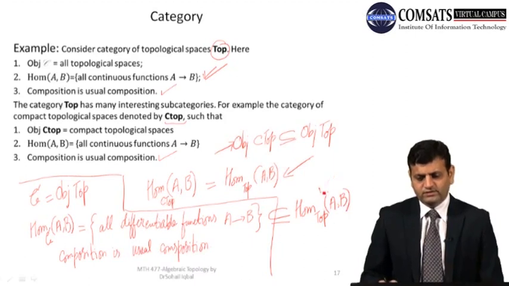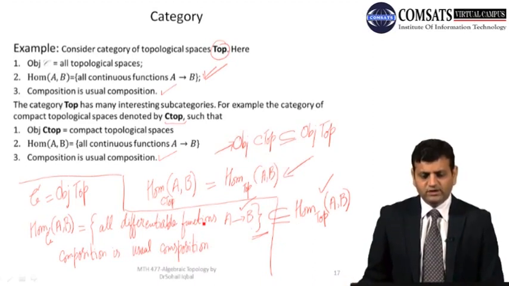In that set we will also have functions which are continuous but not differentiable, but in this case we have only differentiable functions. Of course, every differentiable function is continuous. So this set of morphisms is a subset of that set of morphisms, and composition is the usual composition, so there is no problem with the composition. So instead of restricting the objects, we can also restrict the morphisms, and then we obtain new subcategories of the given category.